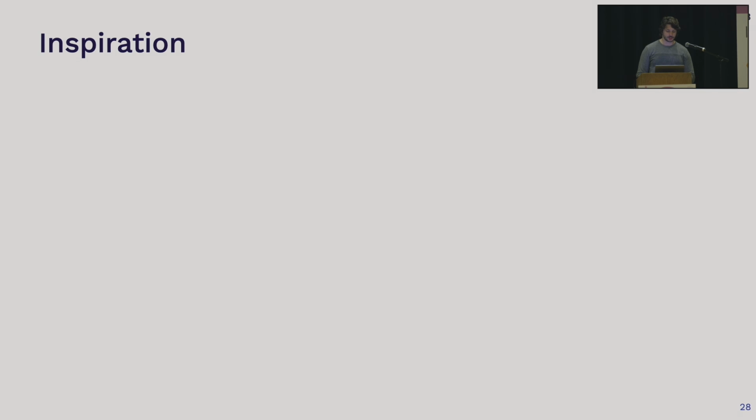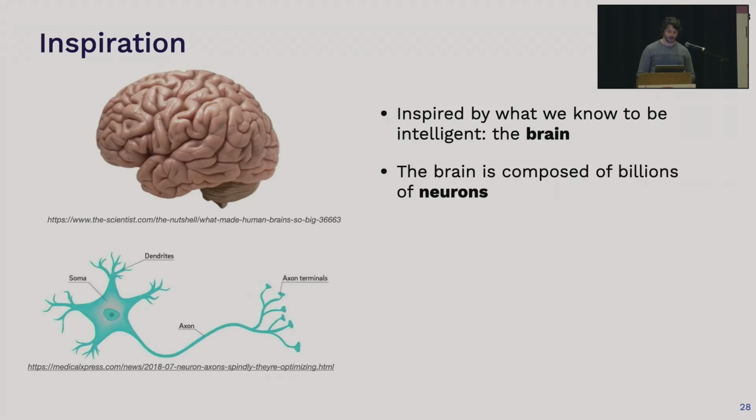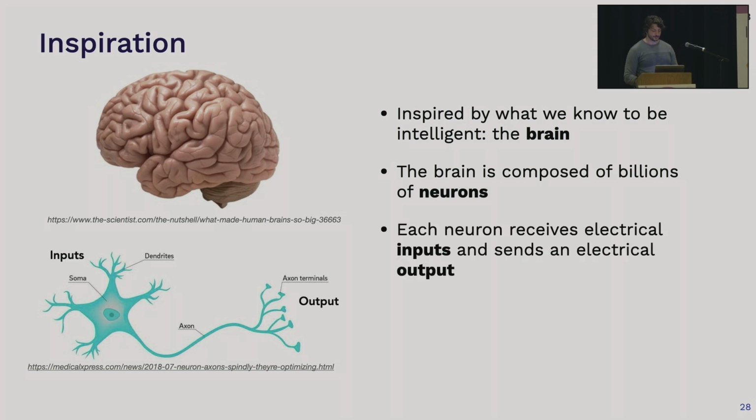So what are neural networks? Neural networks are a machine learning algorithm that's inspired by the human brain. And the way that the brain works, if any of you are neuroscientists or biologists, I'm sure I'll completely butcher this, but at the highest level, the brain is composed of billions of neurons.